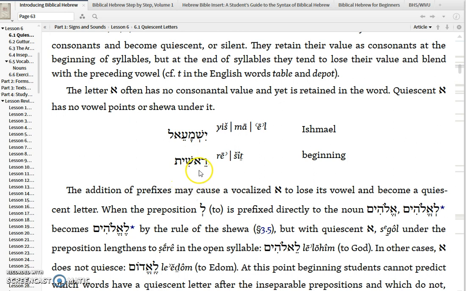Same thing with the word for beginning, which is reshit. It's from a root resh aleph sheen that's related to the word for head, rosh. But the aleph here has ceased to have any consonantal value. Reshit, if you wrote it without the aleph, would be pronounced exactly the same way, reshit. And so here the aleph has become quiescent.